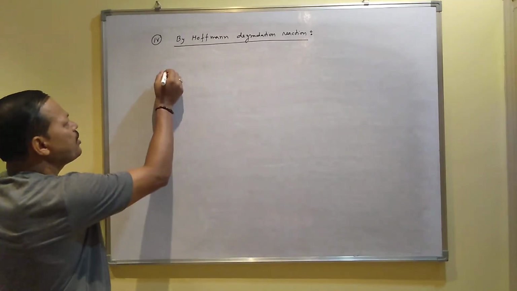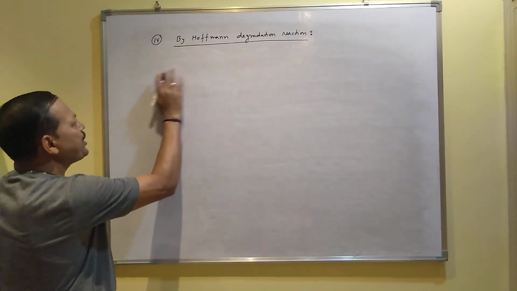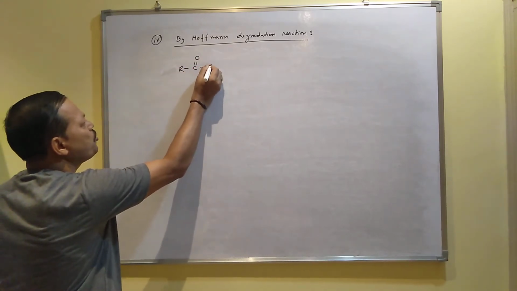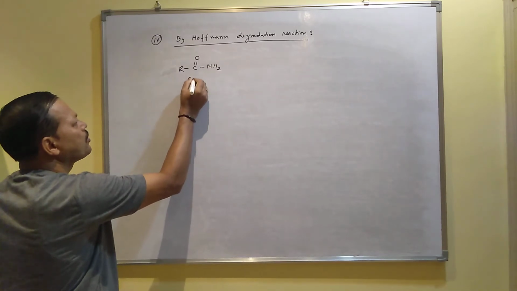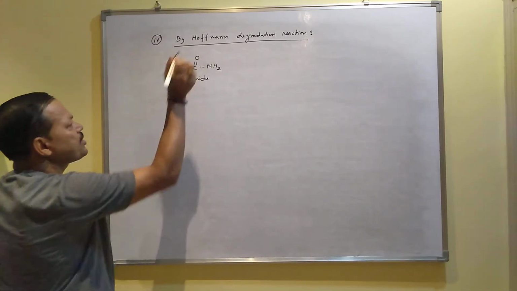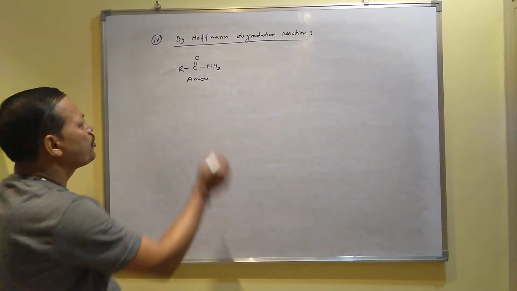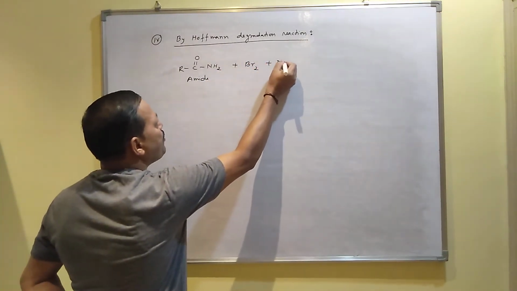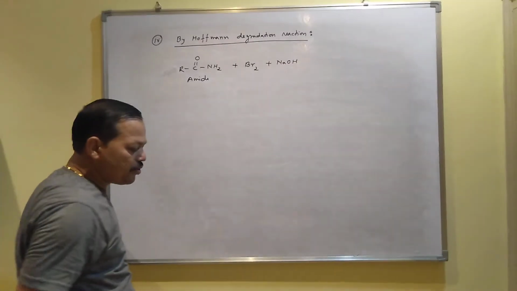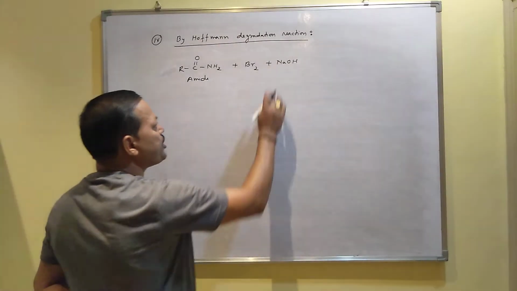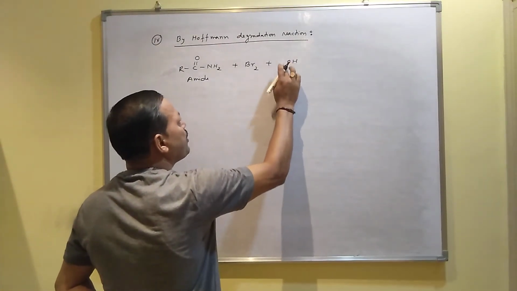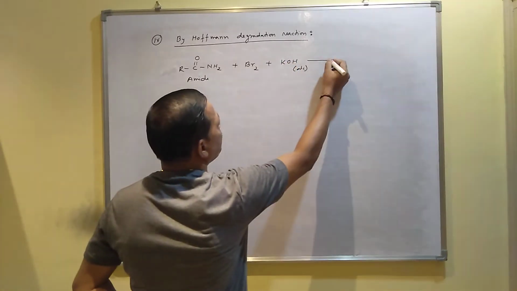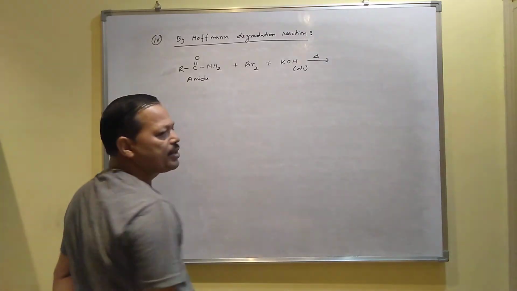This reaction is shown by amide compounds. You know amide means those compounds which contain the CONH2 group. So amide shows this Hofmann degradation reaction when it reacts with bromine and sodium hydroxide, or you can take potassium hydroxide also. And this potassium hydroxide or sodium hydroxide should be in alcoholic medium, and some amount of heat is required.